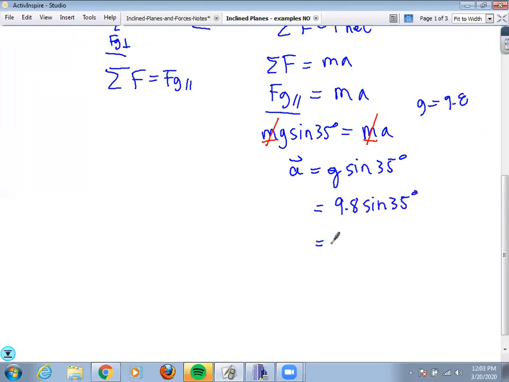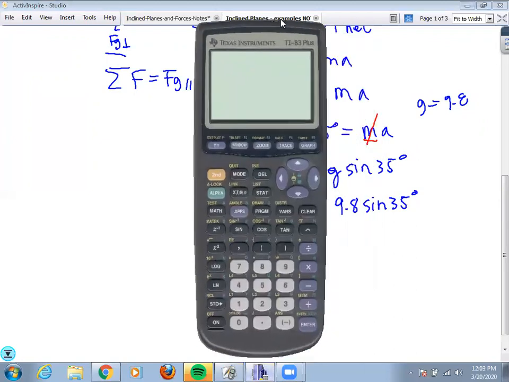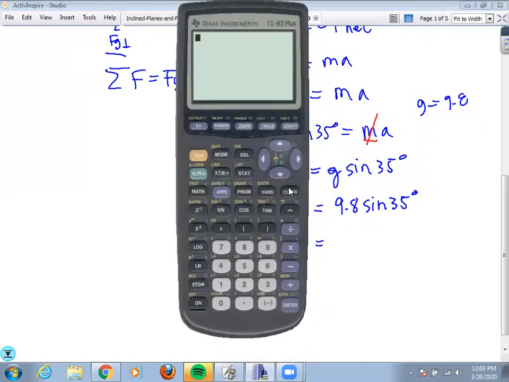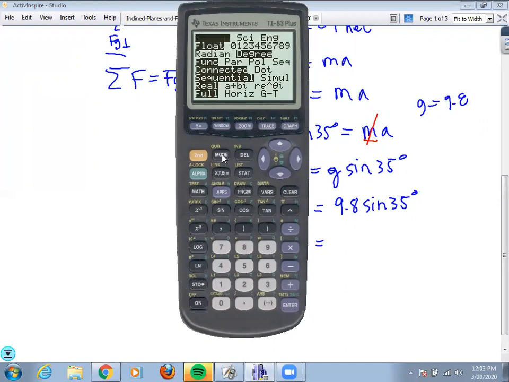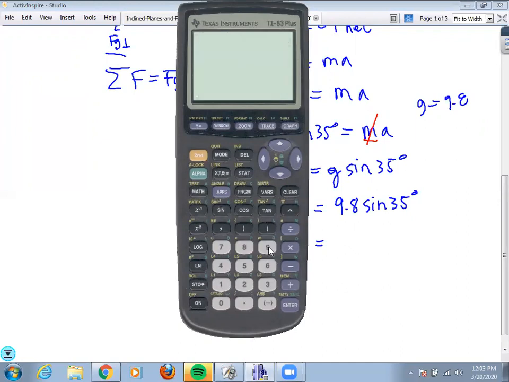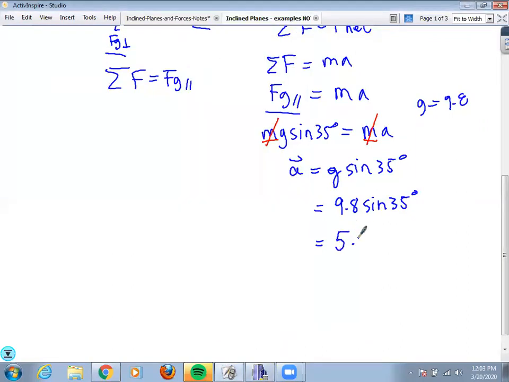In the absence of friction, we can calculate the acceleration quite easily. Make sure we're in degree mode. 9.8 sine 35. And you get 5.62 meters per second squared. And the direction would be down the ramp or plane or incline, whatever you want. So I hope that makes sense to you.